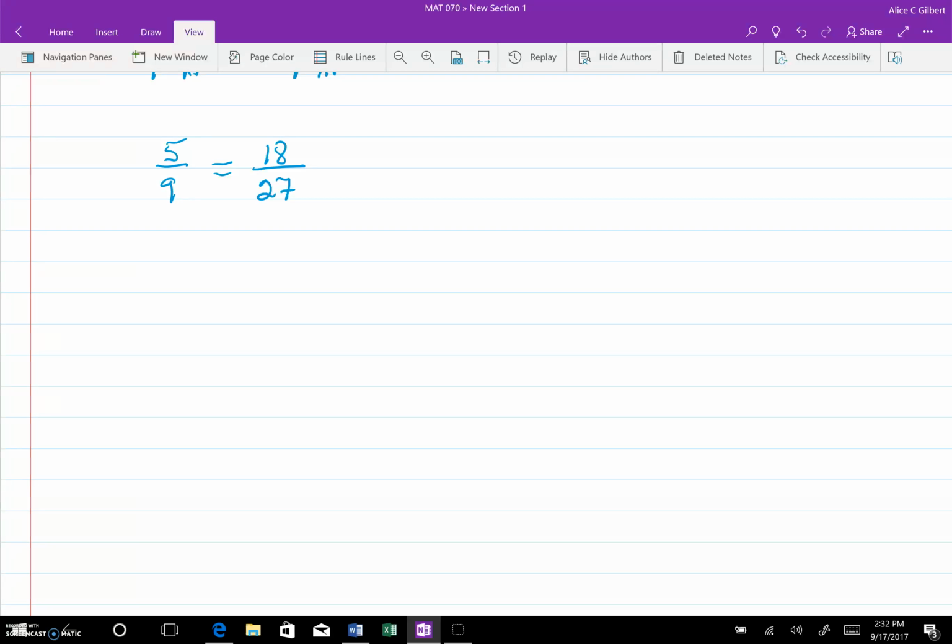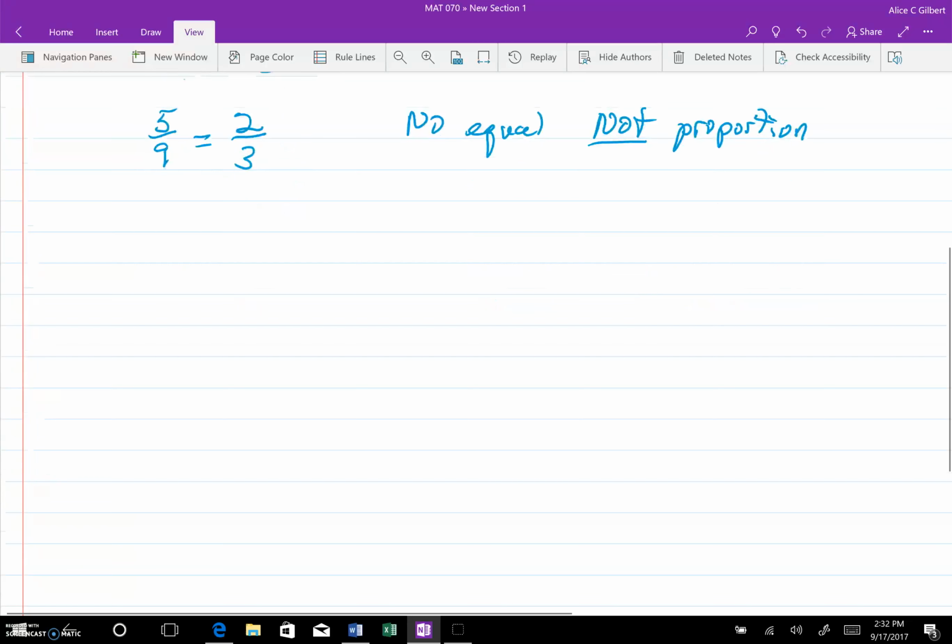Well, 5/9 is already in lowest terms. If I look at 18 and 27, 9 can go into each of these. So 9 goes into 18 twice and into 27 3 times. So now what I have is 5/9 equals 2/3. But these are not equal. So it is not a proportion. Okay, they have to be equal in order for it to be a proportion.